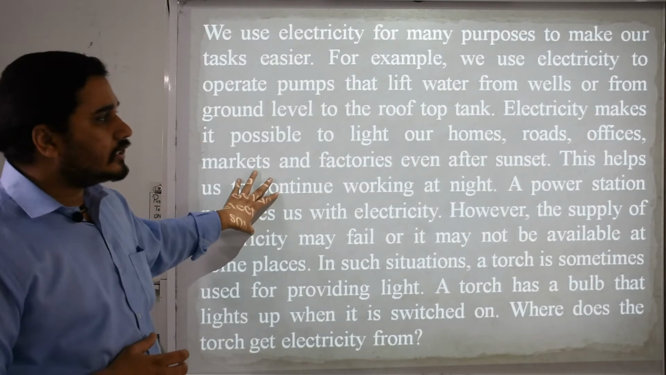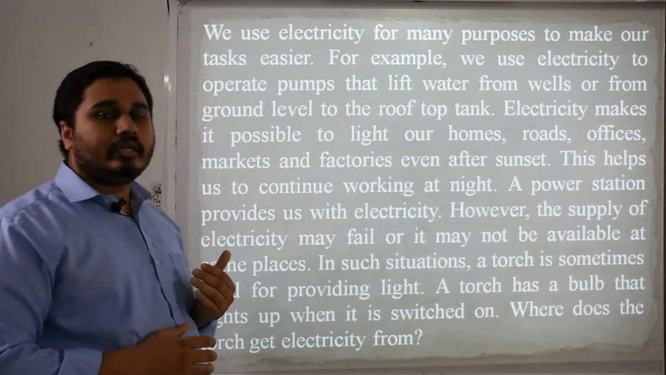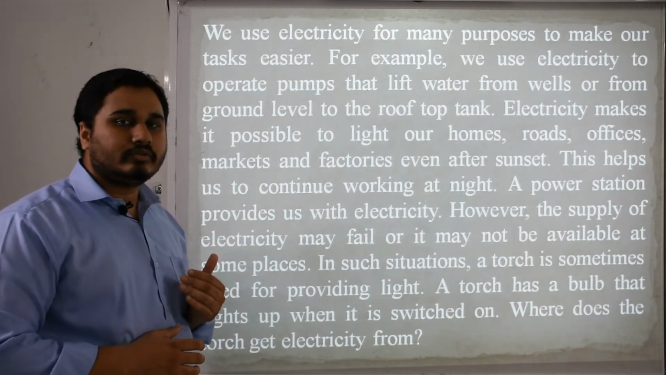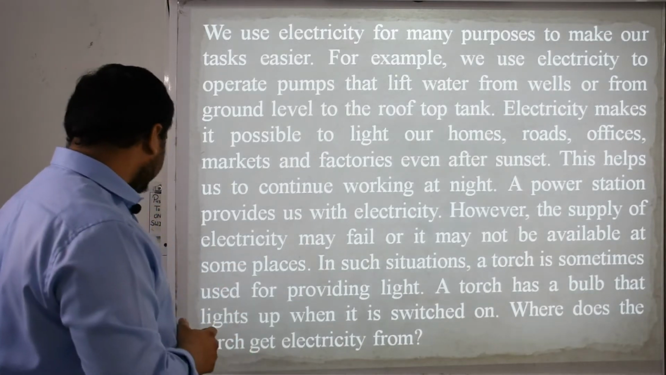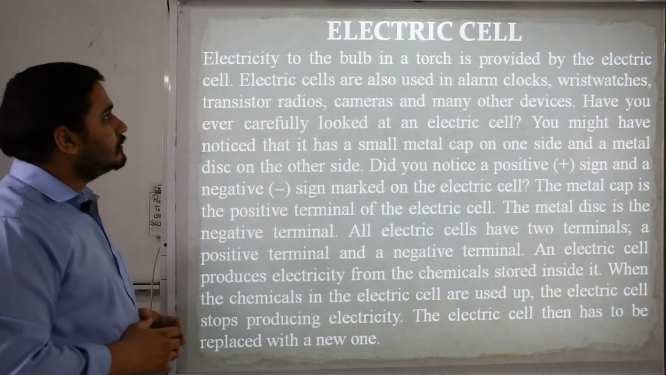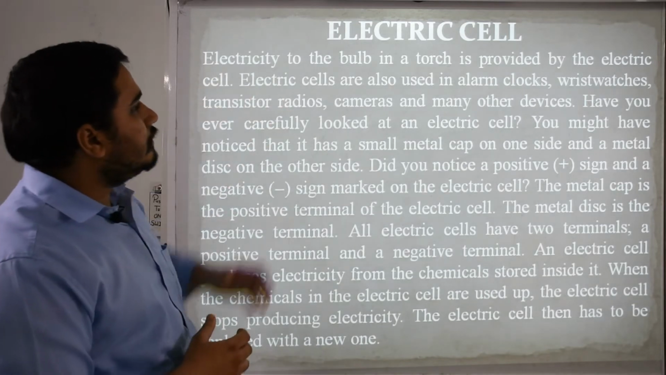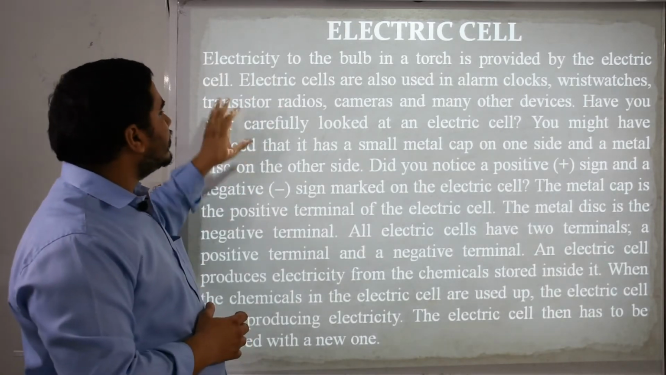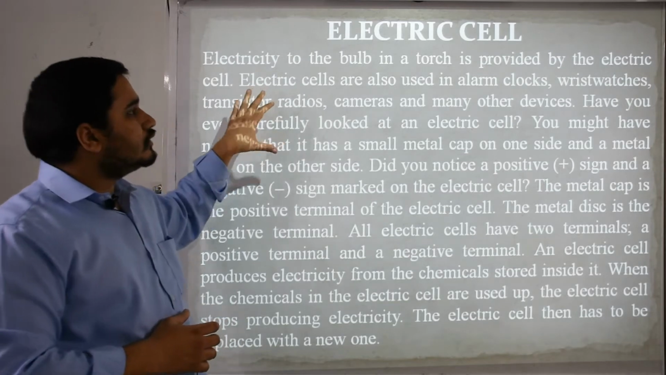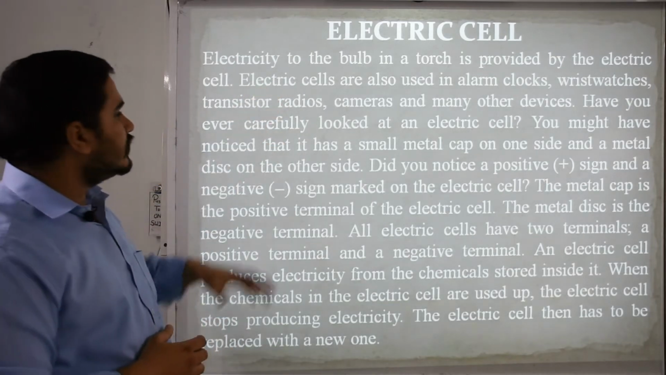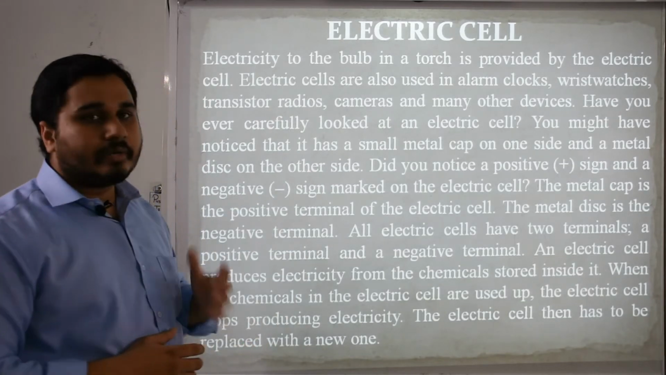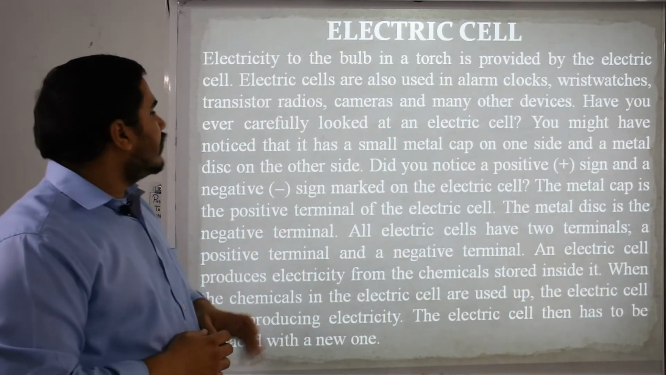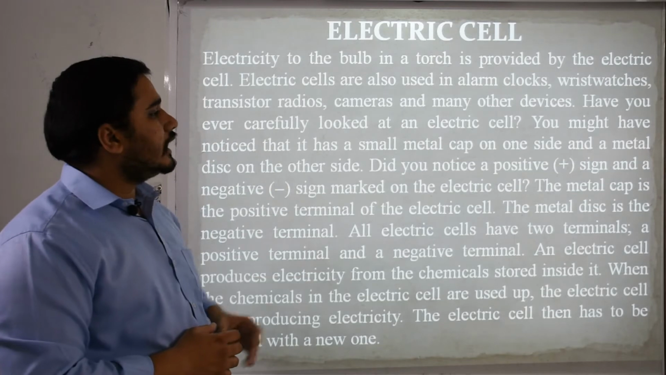So the main thing in this chapter is that we will be talking about electricity in DC sections also, that is direct current, which will be used to light up the torch. Electric cell. Electricity to the bulb in a torch is provided by the electric cell. An electric cell is also used in alarm clocks, wristwatches, transistor radios, cameras and many other portable devices. Have you ever carefully looked at an electric cell?